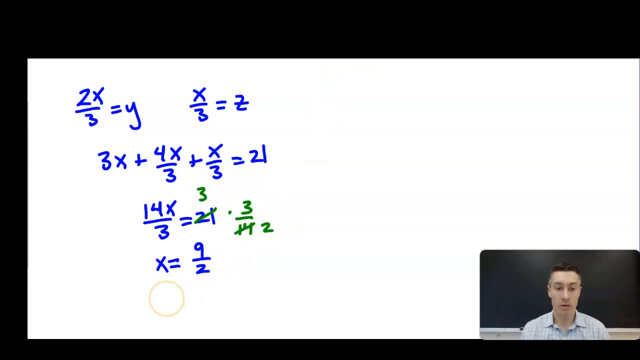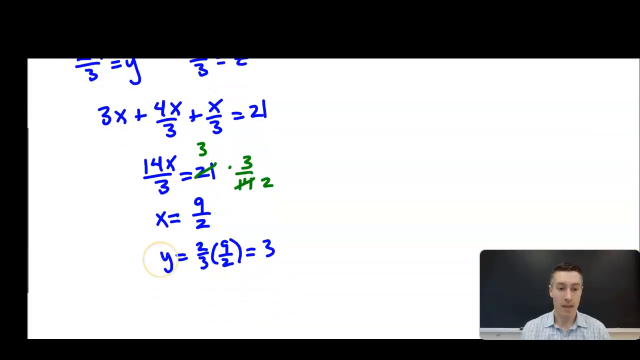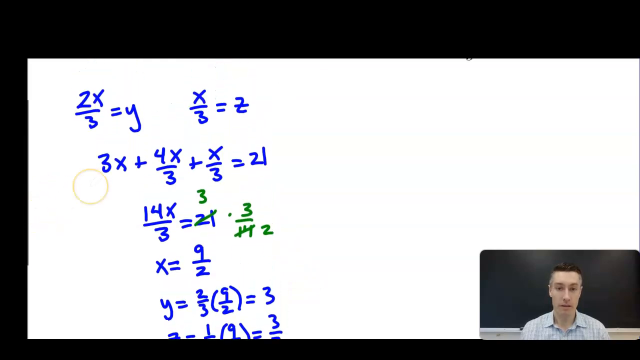So if x equals 9 over 2, that means y is equal to 2/3 times 9 over 2. So that's going to be 3. And then z is equal to x over 3. So 1/3 times 9 over 2 is 3/2. Okay, so our critical point is 9 over 2, 3, 3 over 2. And there's only one of them.